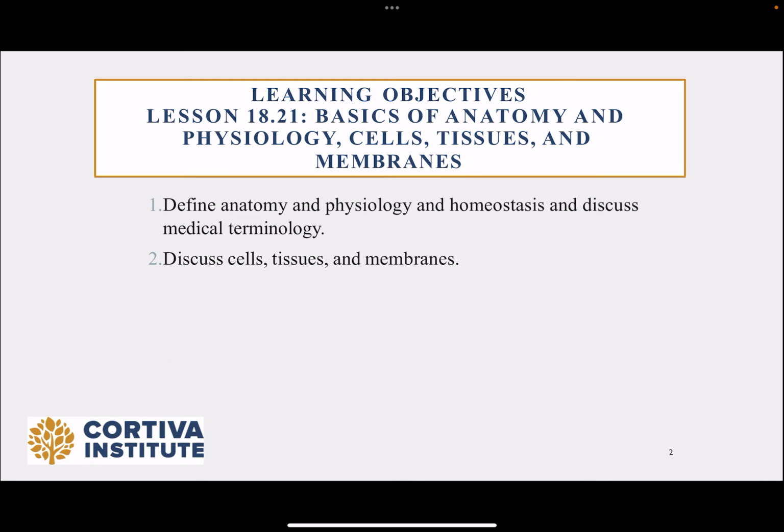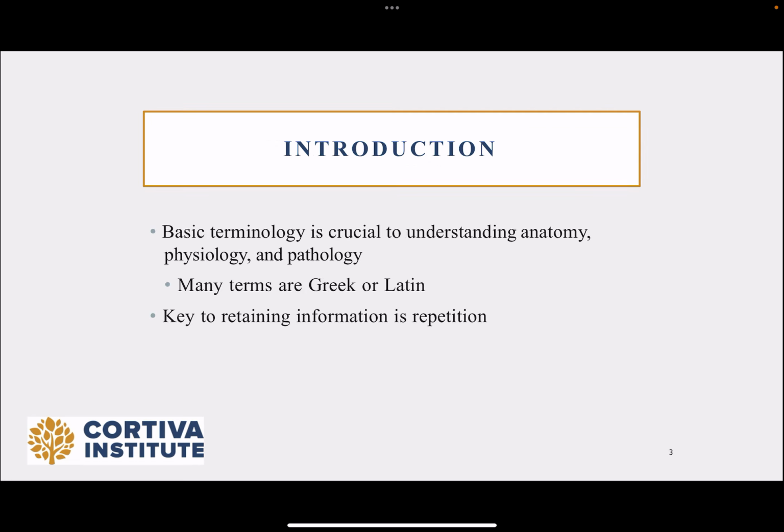Right, so of course, here are our learning objectives. You need to know what anatomy is. Anatomy is the gross structure of the body, whereas physiology is what the body does. Homeostasis is how we get our balance in the body, and then of course we're going to discuss medical terminology, cells, tissues, and membranes.